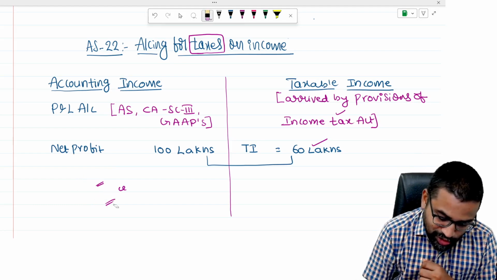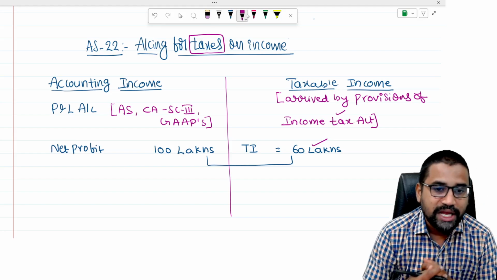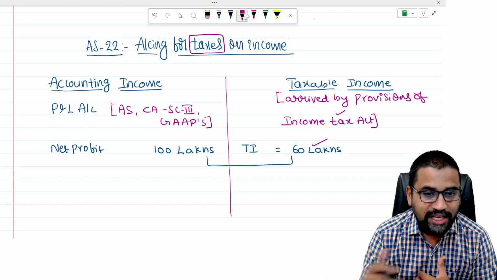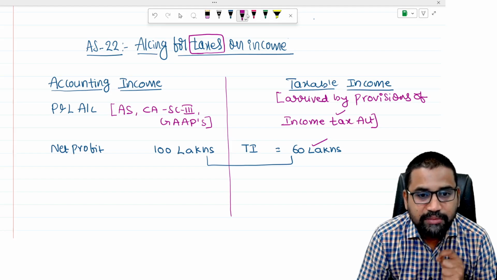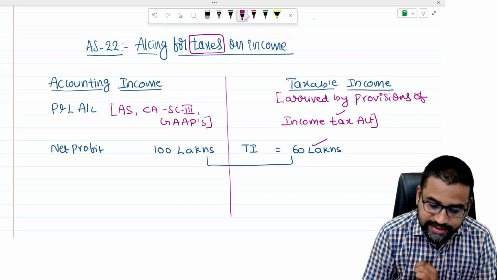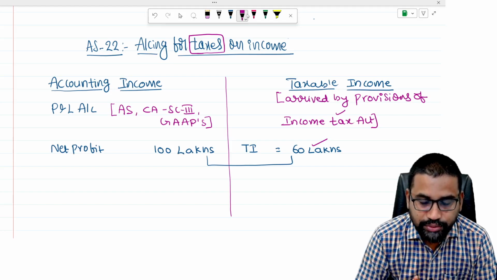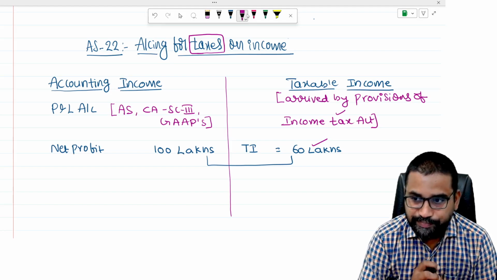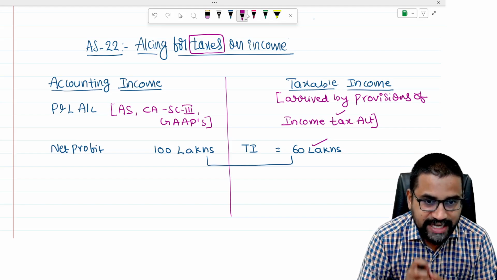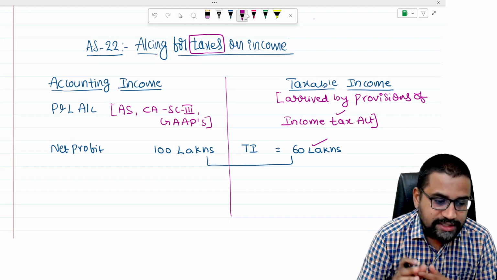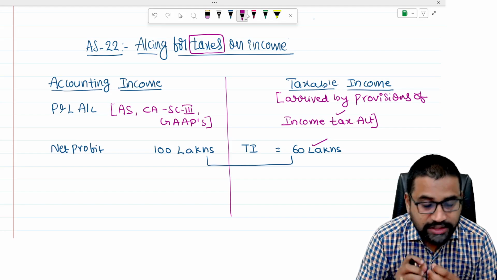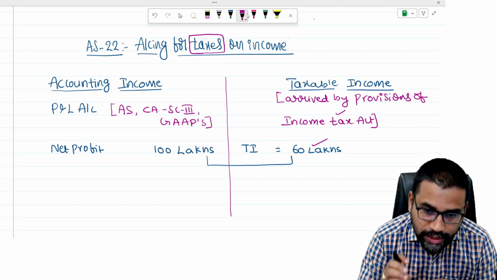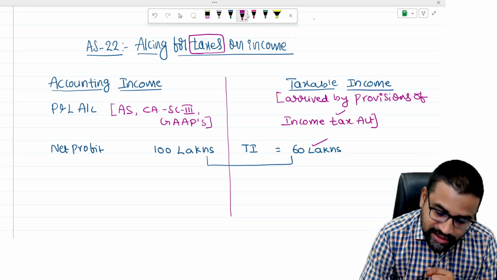Sir, how do we know all these things? When you study the Income Tax Act, you know all these things. It is there in your syllabus. So for this standard, you need to have a little understanding of the Income Tax Act also. My advice is, before coming to Accounting Standard 22, at least read the PGBP chapter once, profits and gains of business or profession. Or at least, if you don't know anything in the Income Tax Act, then please don't read this standard. Only after having some knowledge of the Income Tax Act, come to this standard.